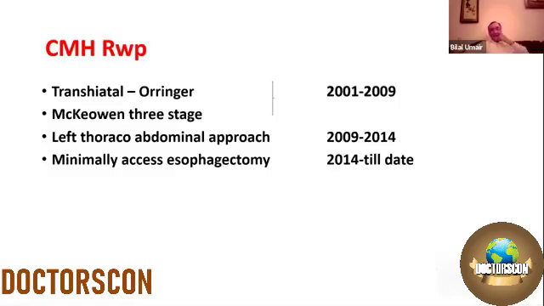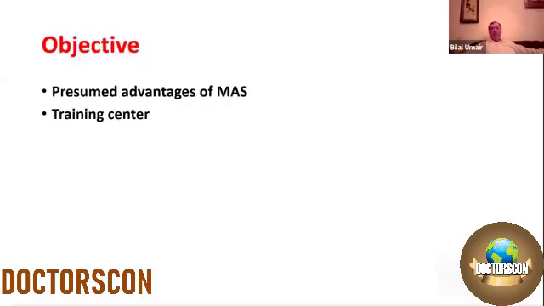Since 2014, however, we thought that it was time to go ahead and do minimal access esophagectomies. The main reason was to take all the advantages of minimal access and to gather evidence on whether this is a feasible procedure or not. And this being the premier training center of the Pakistan Armed Forces, we had to take the lead in any case as well.